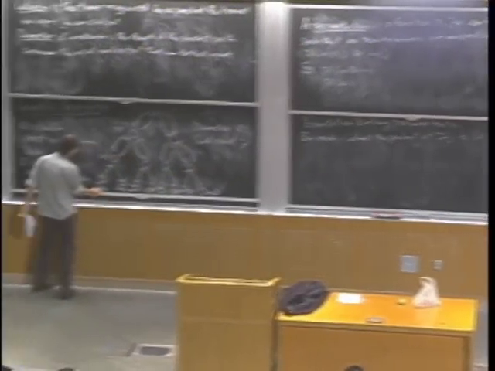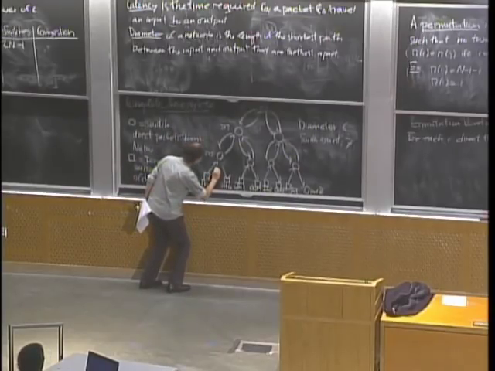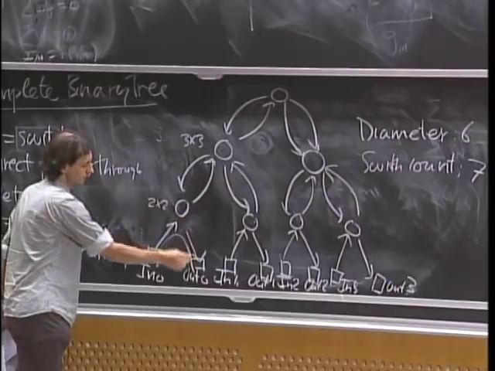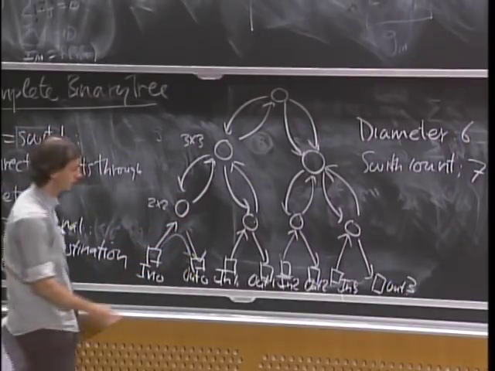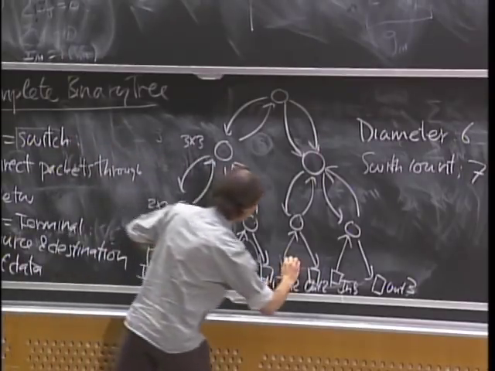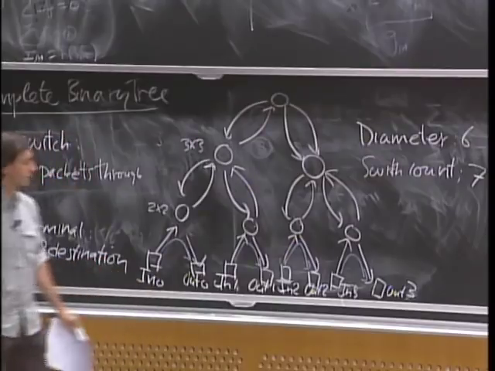So I want to send a packet from input 0 to output 0. So I can simply go in this direction. I just go towards this switch and it gets routed back to this one. I can go like this, and this one can go like this, and this one goes like that.